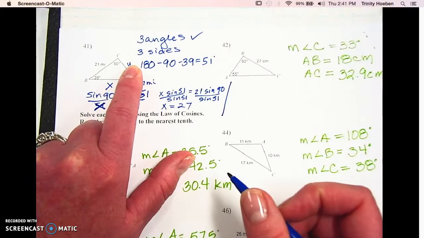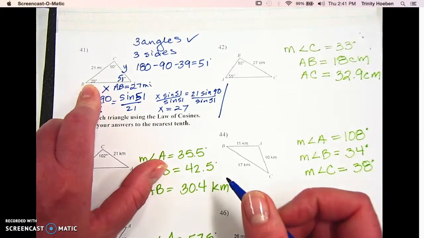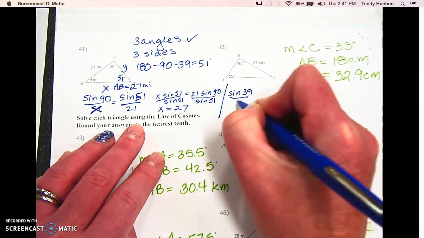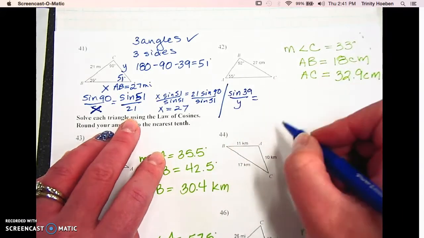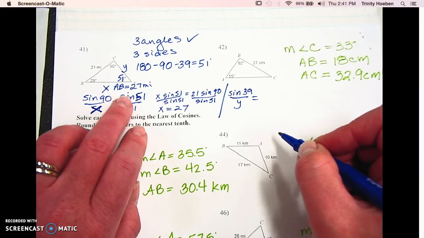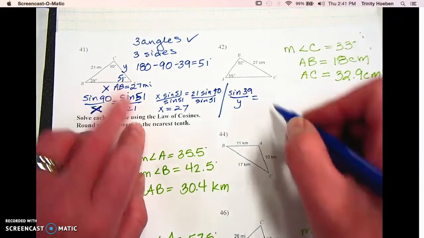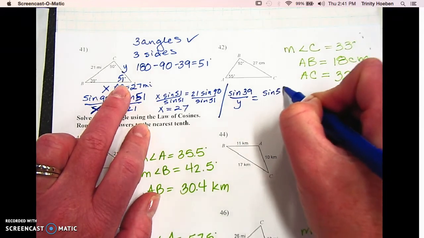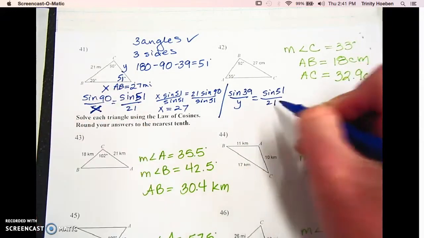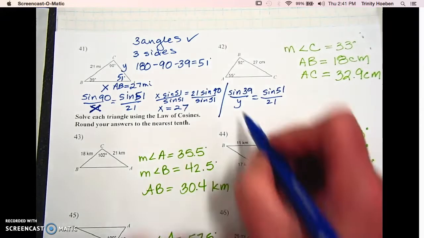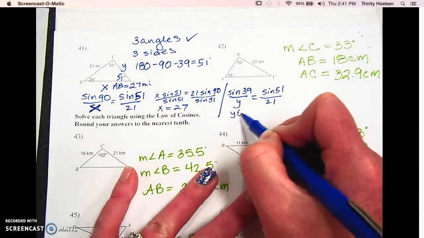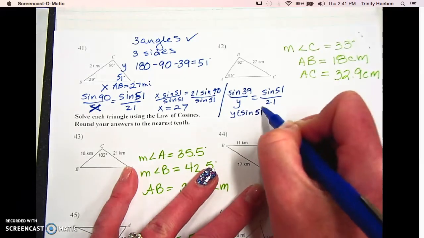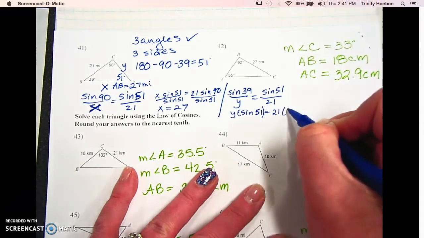Now let's solve for y. So y is opposite the 39. So we're going to say the sine of 39 over y equals, you can use either, so let's use sine of 51 over 21. We're going to do the cross product again. So we're going to have y times the sine of 51. Set that equal to 21 times the sine of 39.